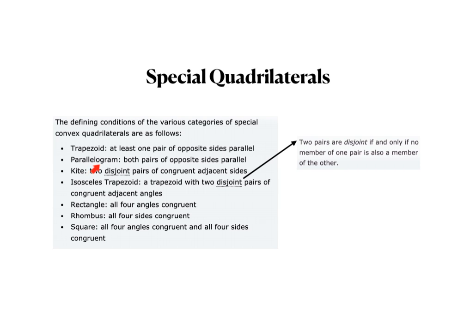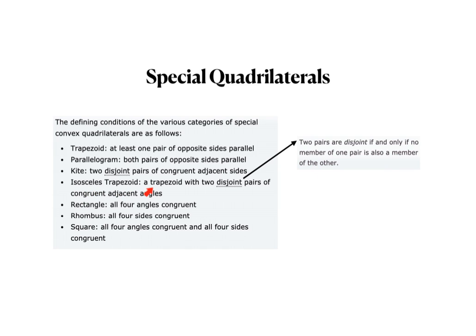The next category is that of a parallelogram. Parallelograms have both pairs of opposite sides parallel. A kite has two disjoint pairs of congruent adjacent sides. Disjoint means two pairs are disjoint if and only if no member of one pair is also a member of the other pair.